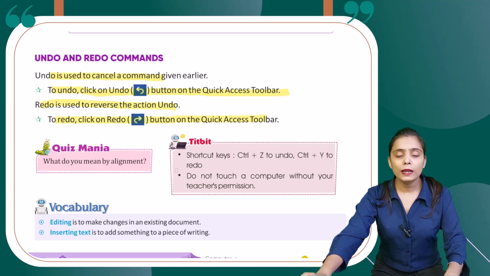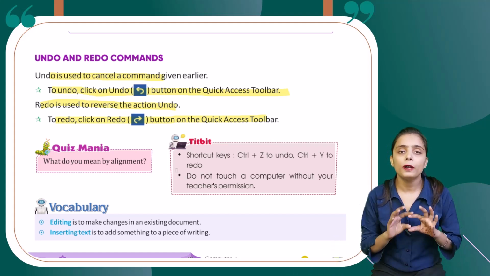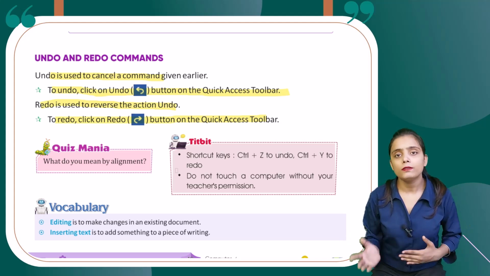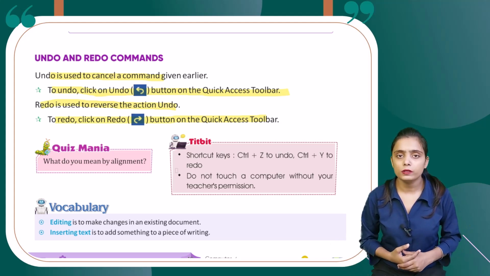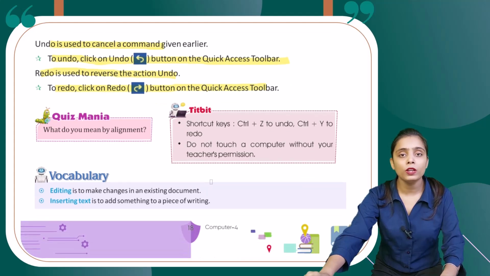Okay, so alignment means आप अपने टेक्स्ट को किस तरीके से एडजस्ट कर रहे हो in a particular line, राइट साइड, लेफ्ट साइड or center or justify. Now tidbit shortcut keys: Control Z to undo, Control Y to redo. Do not touch a computer without teacher's permission in your computer lab.